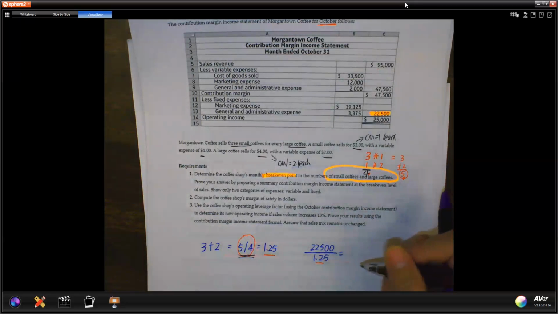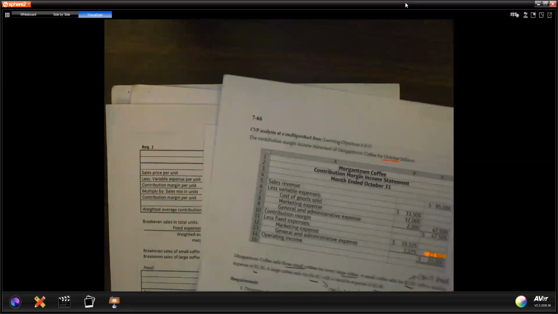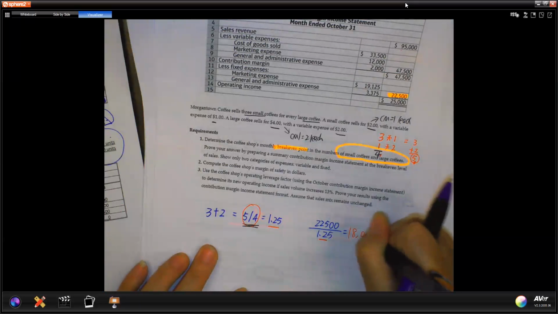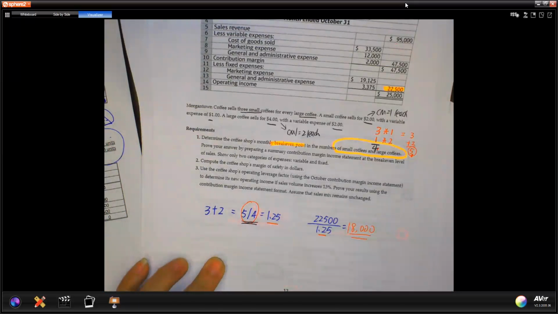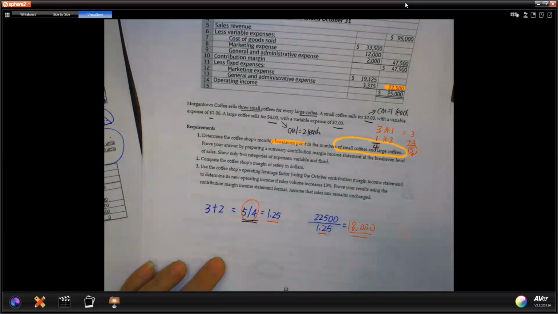So you get your units for the weighted average, right? You get your weighted average, kind of like the bundle. So you have to sell 18,000 units for the weighted average unit. It's not the actual unit of small or large. It's just kind of the bundle, the weighted average, the artificial, made-up one.